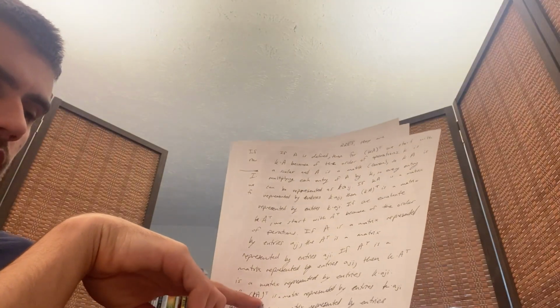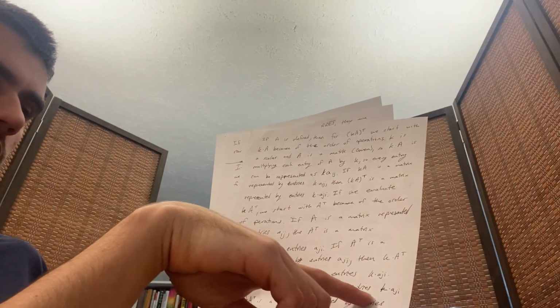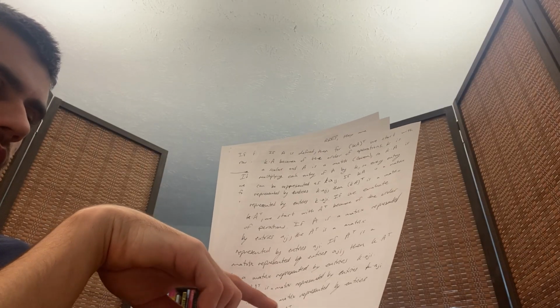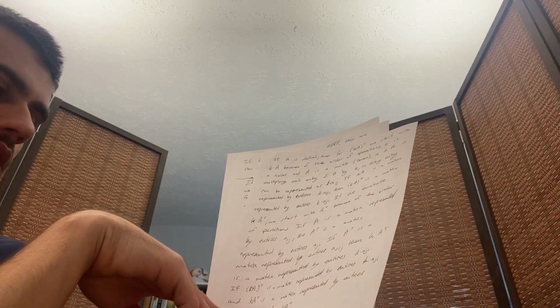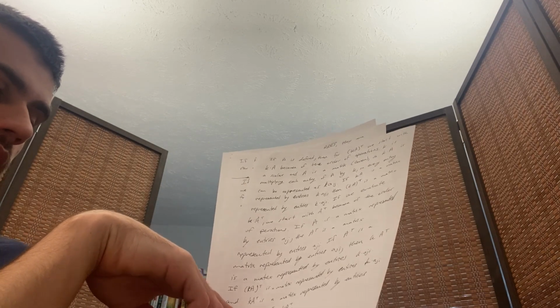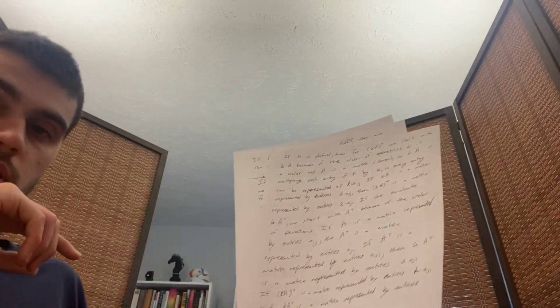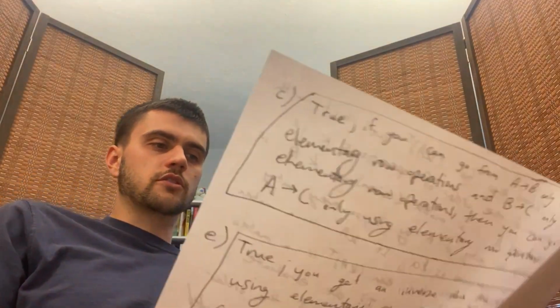Why did I just, maybe it's valid now. It was completely invalid before. If the transpose of K times A is a matrix represented by entries K times A sub ji, and K times the transpose of A is a matrix represented by entries of K times A sub ji, then the transpose of K times A equals K times the transpose of A. All right, that was a lot of words for such a simple proof.